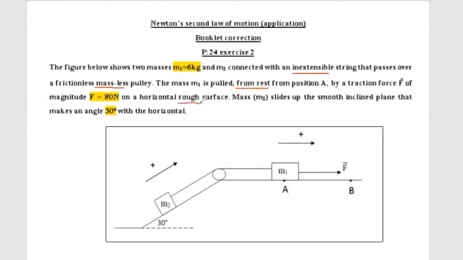Rough surface, it means that we have a force of friction on m1. The force of friction is always opposite to the direction of motion. This is the direction of motion to the right, then the force of friction must be to the left. Mass m2 slides up the smooth inclined plane that makes an angle 30 degrees with the horizontal. So as m1 goes to the right, m2 will go upward. However, m2 moves on a smooth surface. It means that there is no force of friction applied on m2.